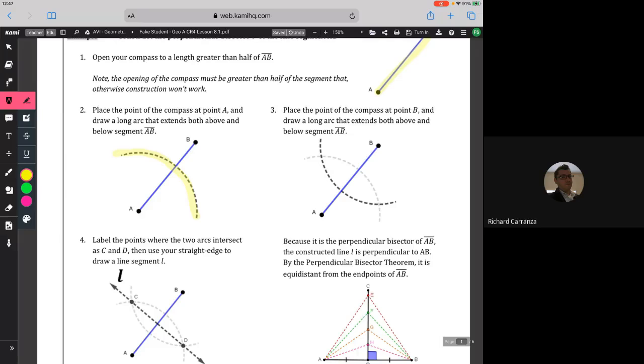So two things. Perpendicular means it's going to create a right angle, and bisector means it's going to cut the segment into two equal pieces.